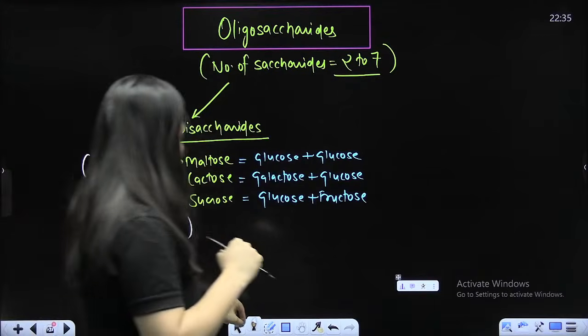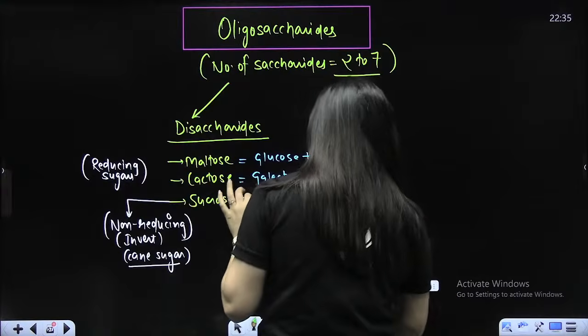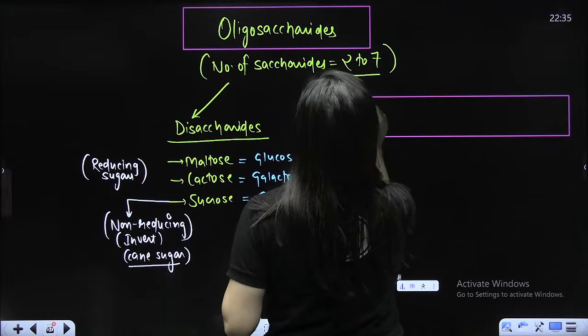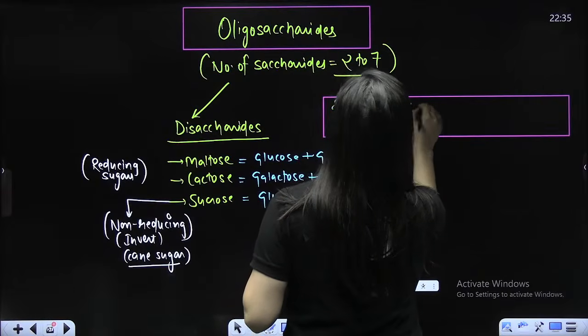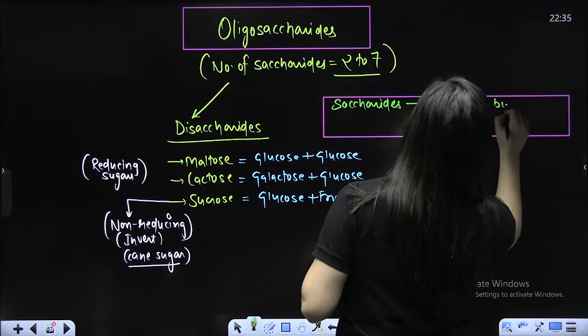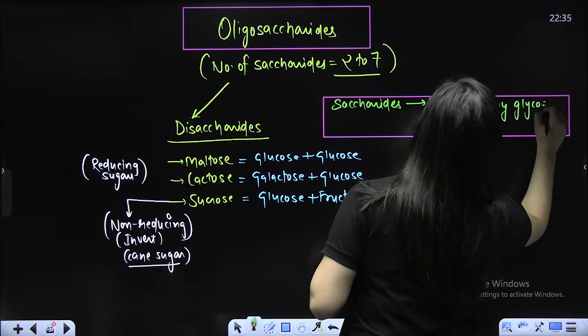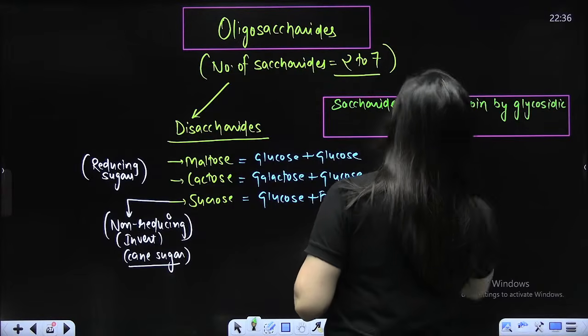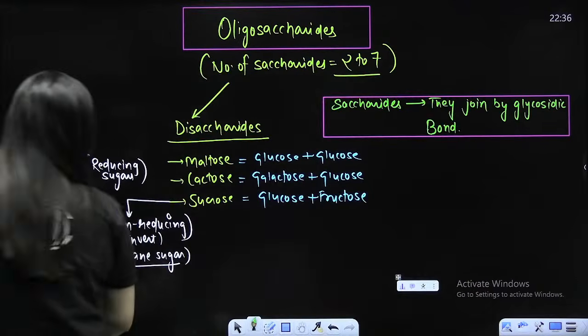How will they join to each other? Sugars, these saccharides, they join by glycosidic bond. How do they join? They join by glycosidic bond. Which bond is going to join them? It is going to be your glycosidic bond. So how will that glycosidic bond form?